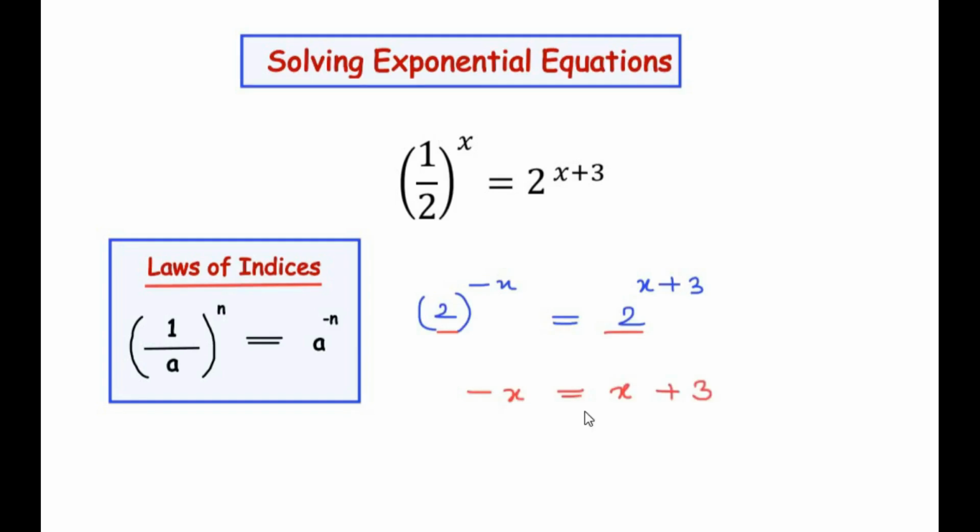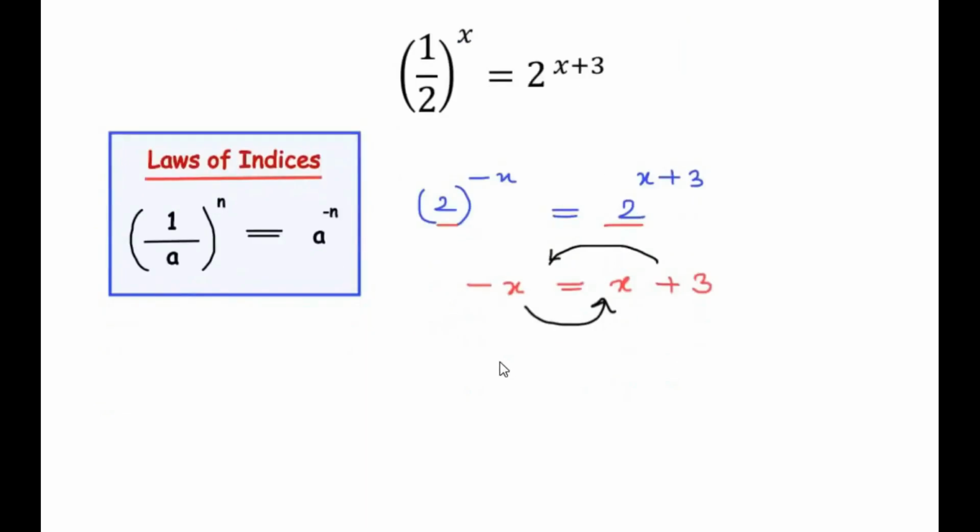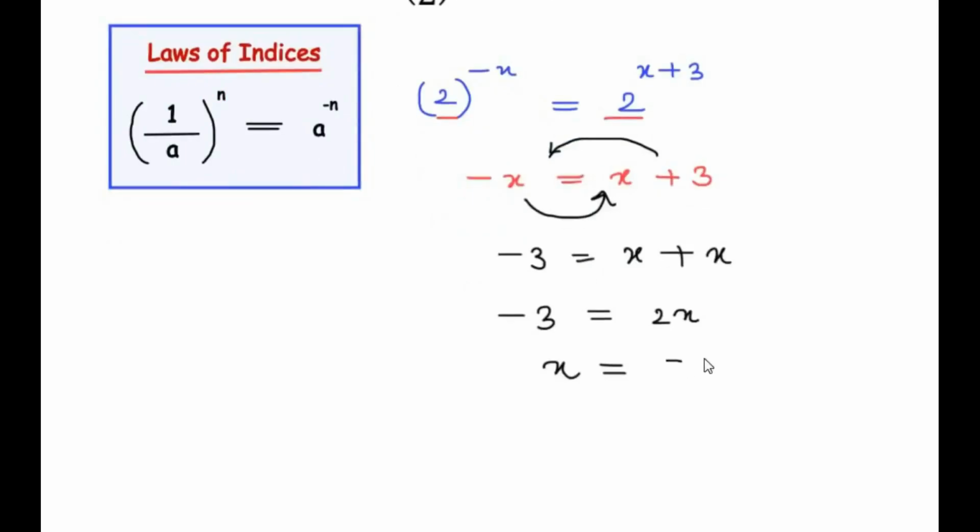Now let us gather the like terms, that is, taking negative x to the right hand side and positive 3 to the left hand side. We get positive 3 changes to negative 3 is equal to, now this x stays the same, and negative x becomes positive x. So we have negative 3 is equal to x plus x, which gives us 2x, or the value of x is equal to negative 3 divided by 2. So this is the value of x in this case.